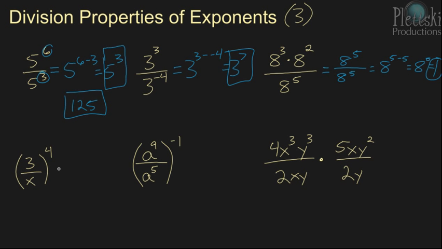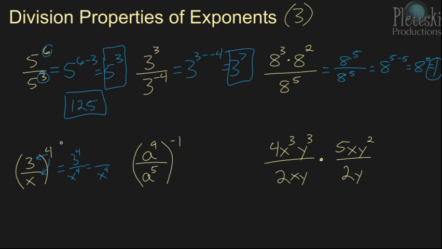Okay, the next example. We have 3 over x, and that whole thing is raised to the power of 4. What we need to do in this one is distribute the exponent to both the numerator and the denominator. So we have 3 to the 4th over x to the 4th. At this point, we can't do anything with the denominator because we don't know what x is, so we'll leave that as x to the 4th.